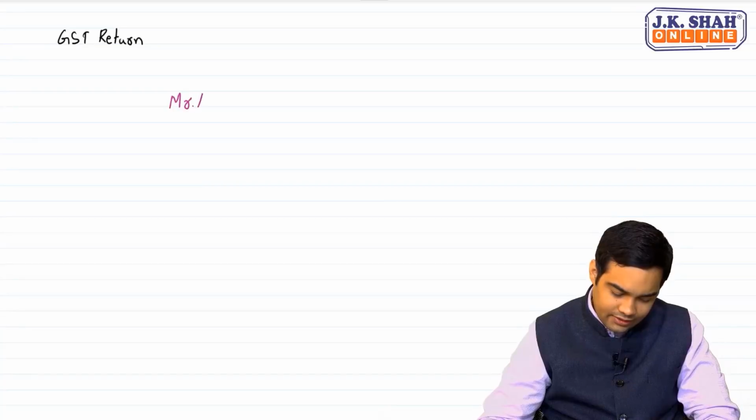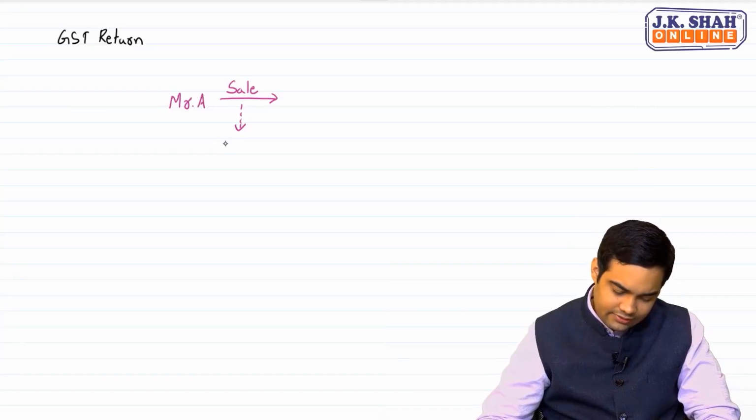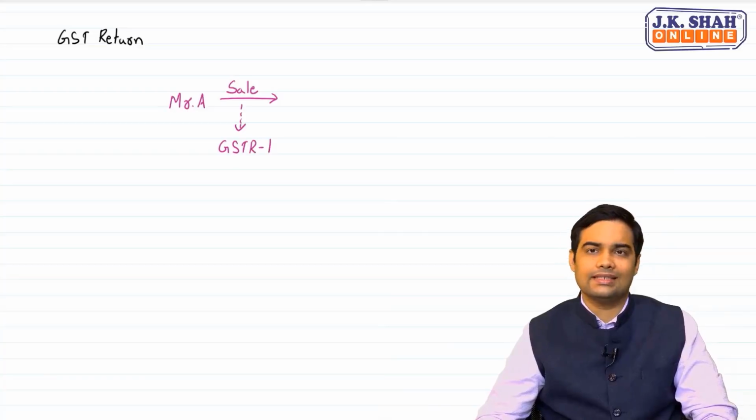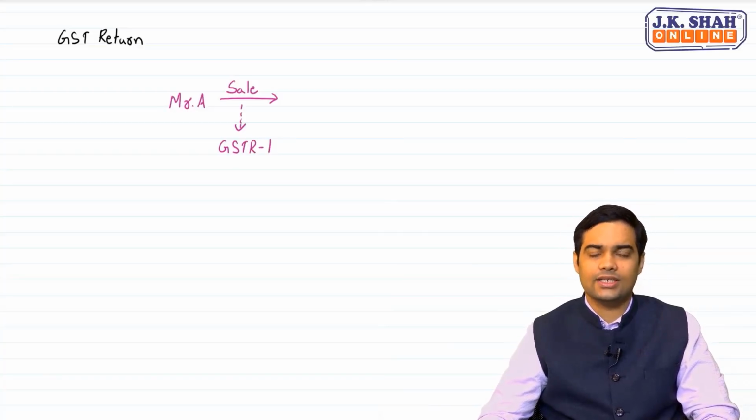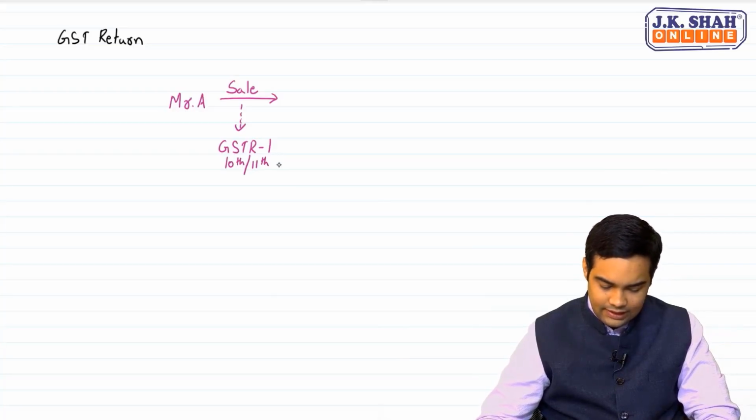Say suppose I were to take an example. I have a friend whose name is Mr. A. Now he has done various sale transactions. All these sale transactions he has to report in GSTR1. So all your outward supplies will be reported in GSTR1. The due date for GSTR1 is 10th, 11th of the next month.